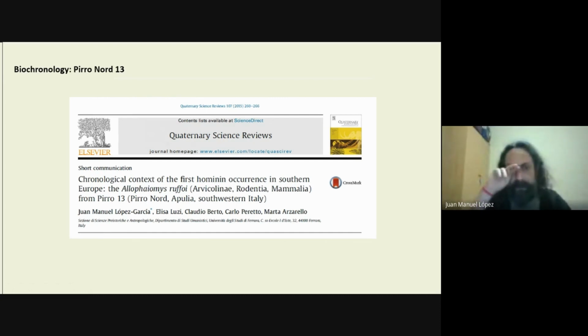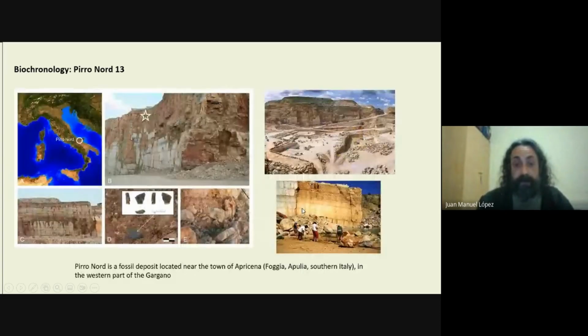We did this work in 2015 about the chronology of Pirro Nord. Pirro Nord is a site near Apricena in the western part of Gargano. You can see here the quarry. The site is here. Lithic tools appear. This is the location, and this is the wet skin of sediments.